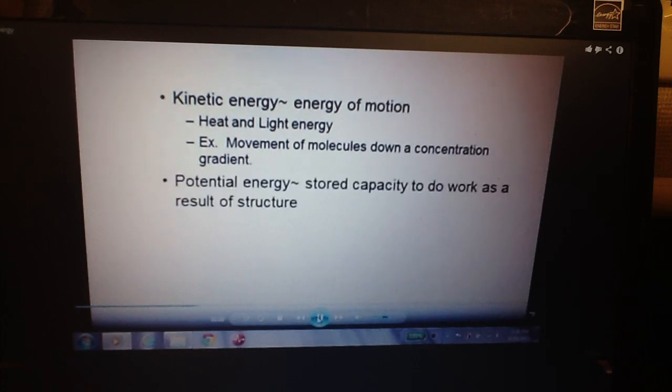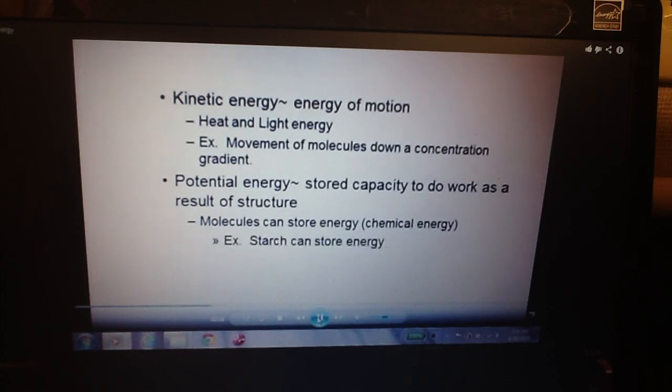The second type of energy is potential energy. Potential energy is the stored ability to do work. So it's kind of the potential to do work. And oftentimes potential energy comes from the result of a structure. Molecules can store energy. For example, starches. Starch is like a carbohydrate. Carbohydrates, as we know, are a bunch of sugars. Each one of those sugar molecules represents the ability to generate energy, but it's not being used yet. Therefore, it's the potential to have energy, which is why we love to have carbohydrates.